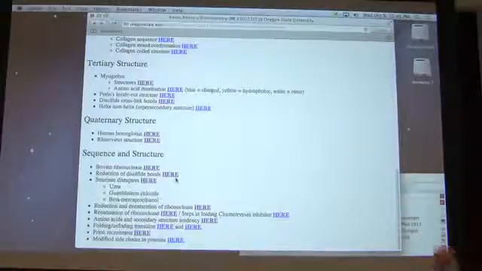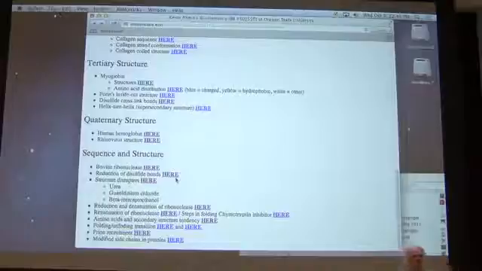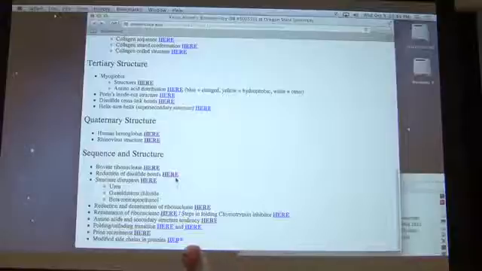What chaperones do is they allow the proteins to be isolated and fold on their own so that they don't have that interaction with each other and misfold. That turns out to be really, really useful.